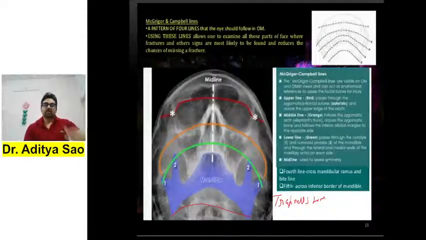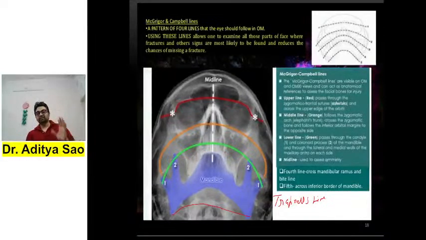Again, where is the occipitomental McGregor Campbell line seen? It is seen in the occipitomental view. Where are Trapnell lines seen? Again, it is seen in the occipitomental view. Clear?